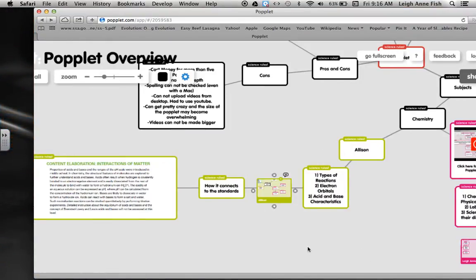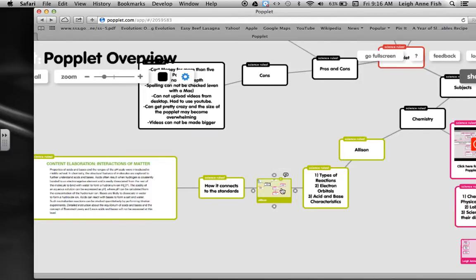Well, you can only have a couple come off of it unless you do a bunch of different things to try and add more, but that would be confusing for the students, especially on the smartboard, so I wouldn't use it too much for that.